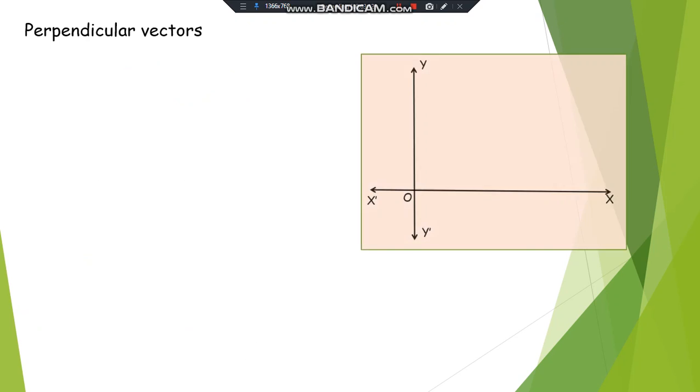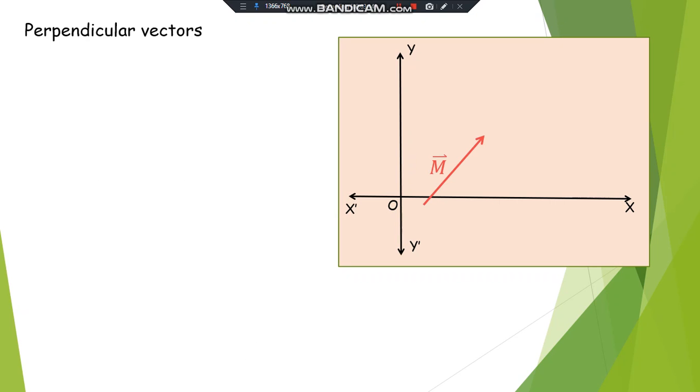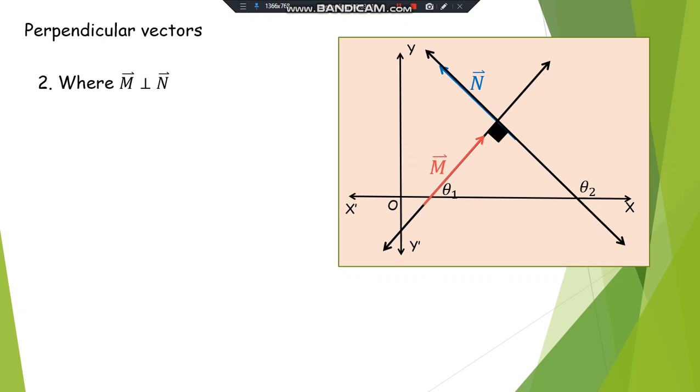And for perpendicular vectors, we have vector m carried on a straight line and vector n carried on another straight line, and the two straight lines are perpendicular. The first makes an angle theta 1 with the positive direction of the x-axis, and the second makes another angle theta 2, where m and n are perpendicular. Then we said before, if the two straight lines are perpendicular, tan theta 1 times tan theta 2 equals negative 1.